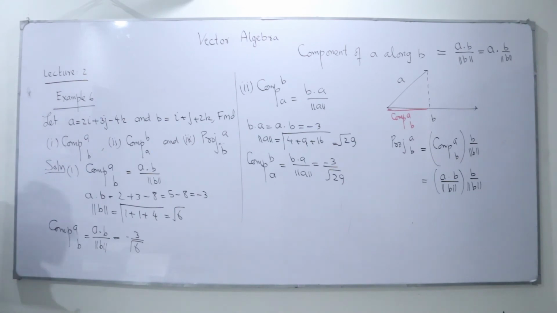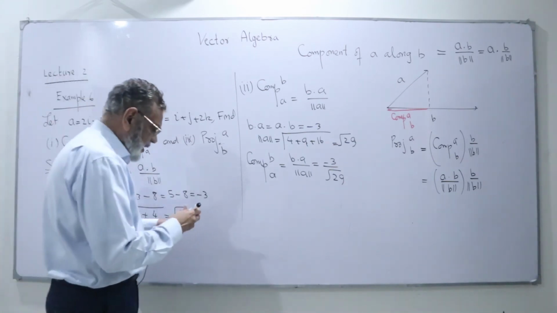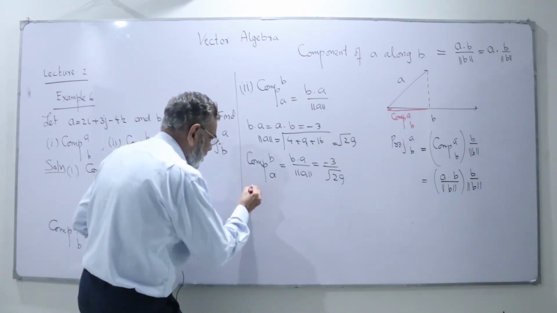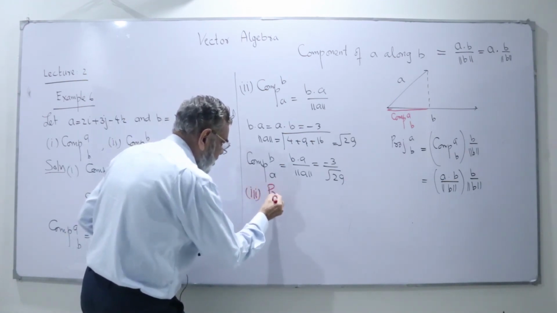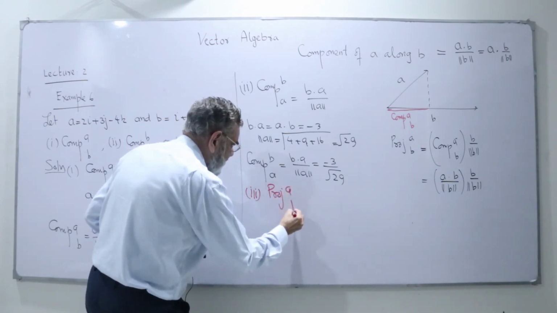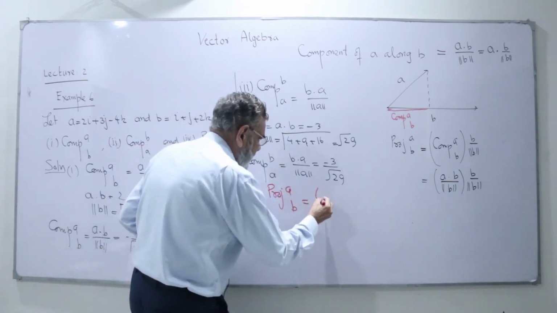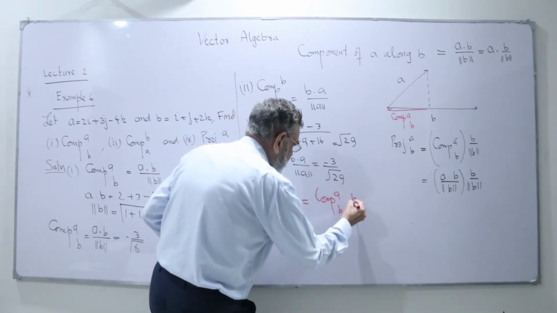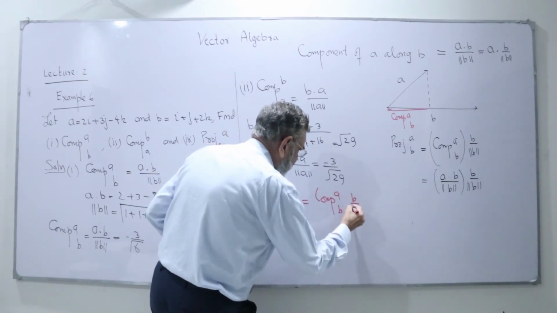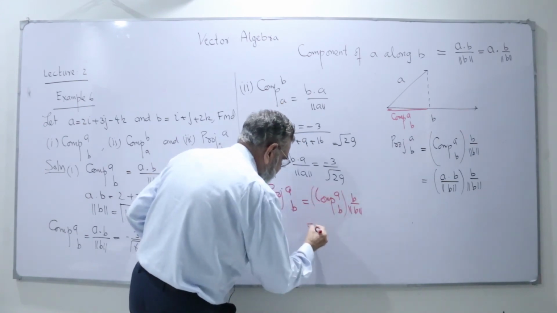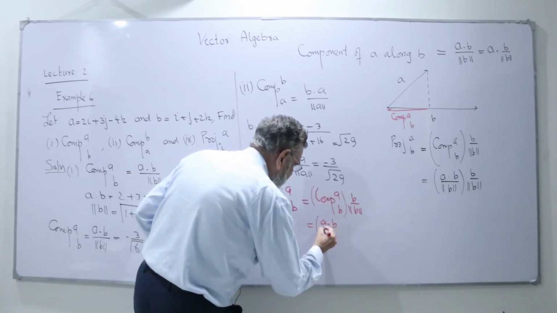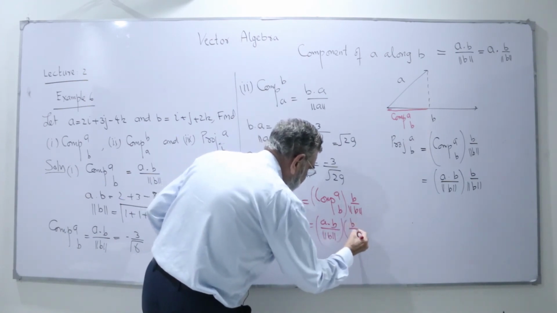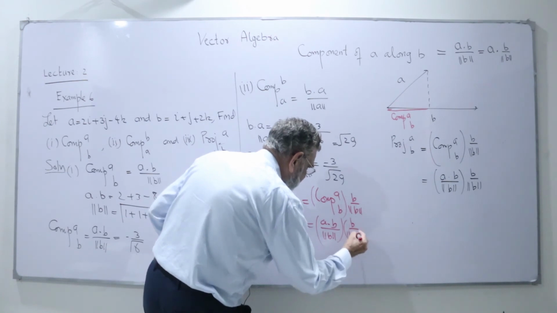Number 3 is the projection of A along B. We want to find the projection of A along B. What's that? We just have the component of A along B times the unit vector along B. So this gives me A dot B over the magnitude of B, times B over the magnitude of B. This will be a vector.